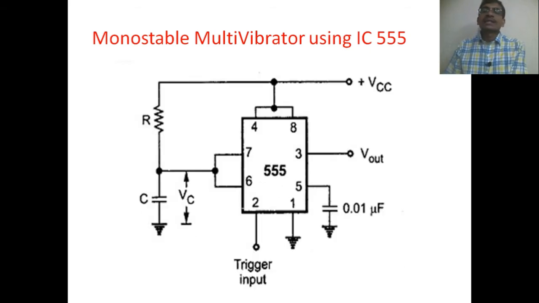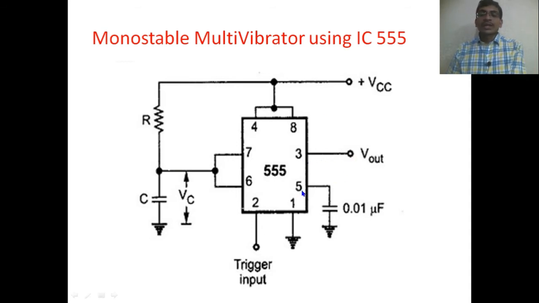In order to operate the IC 555 as a monostable multivibrator, we can connect like this. The fourth pin and eighth pin must be connected to the plus VCC. The fourth pin is the reset pin and the eighth pin is the plus VCC. If we connect like this, we are not resetting the flip flop. If the fourth pin is connected to the plus VCC, then it won't reset the flip flop. If the fourth pin is connected to the ground, it will reset the flip flop and output is equal to 0.